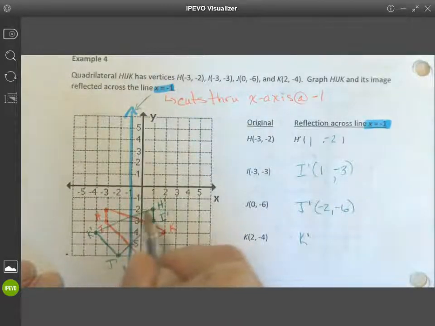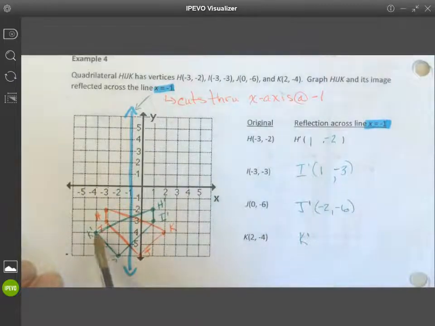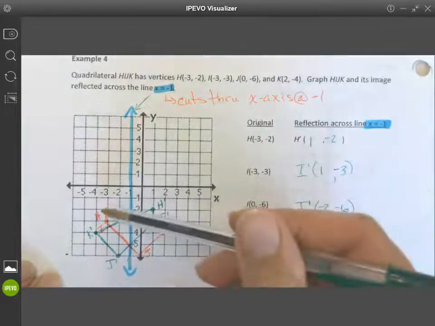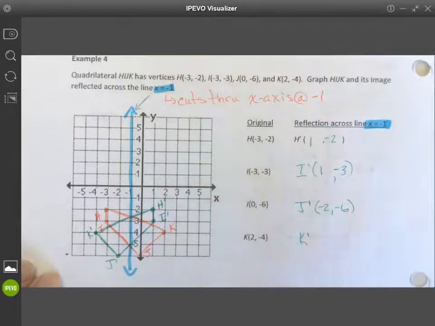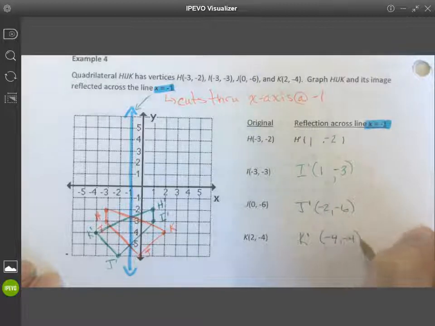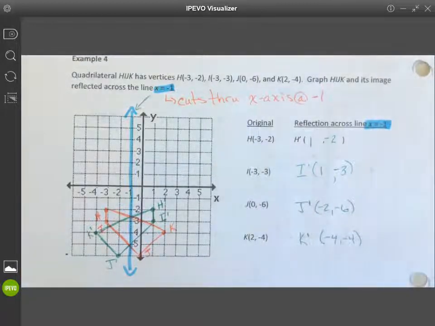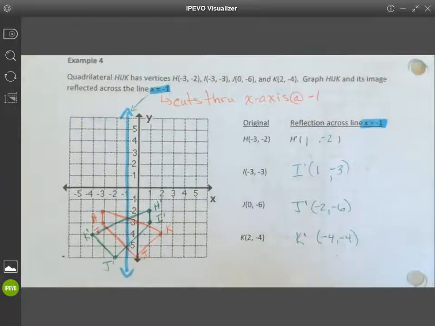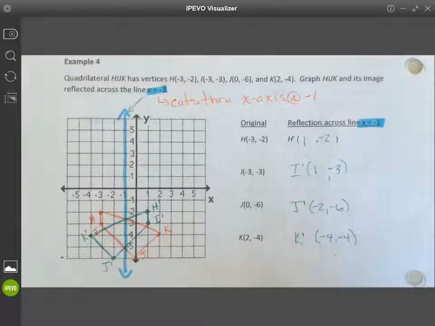Again, if it would help you, once you get it drawn in pencil, you could always trace it with another color so you can see, here's my reflection, original or pre-image, and my final image. And what is K? -4, -4. Okay, fabulous.